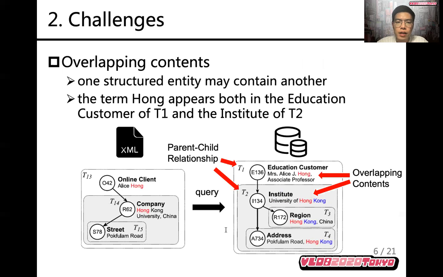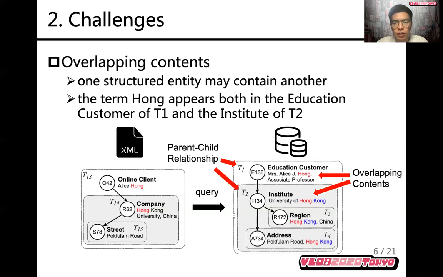The structured entity is different from an information object consisting of multiple documents without any structure. One structured entity may contain another because of the hierarchical structure, and it leads to overlapping contents between parents and children. For example, the institute entity T2 is a child of entity T1, and the term home appears both in the parent entity T1 and the child entity T2.